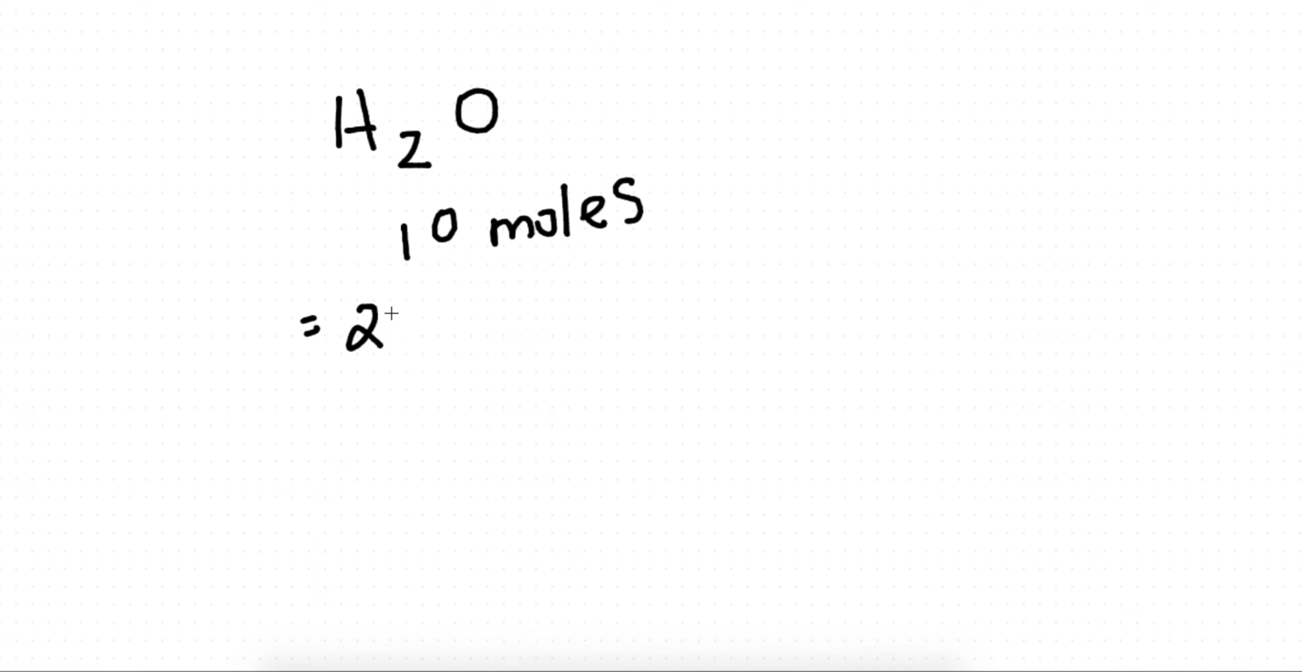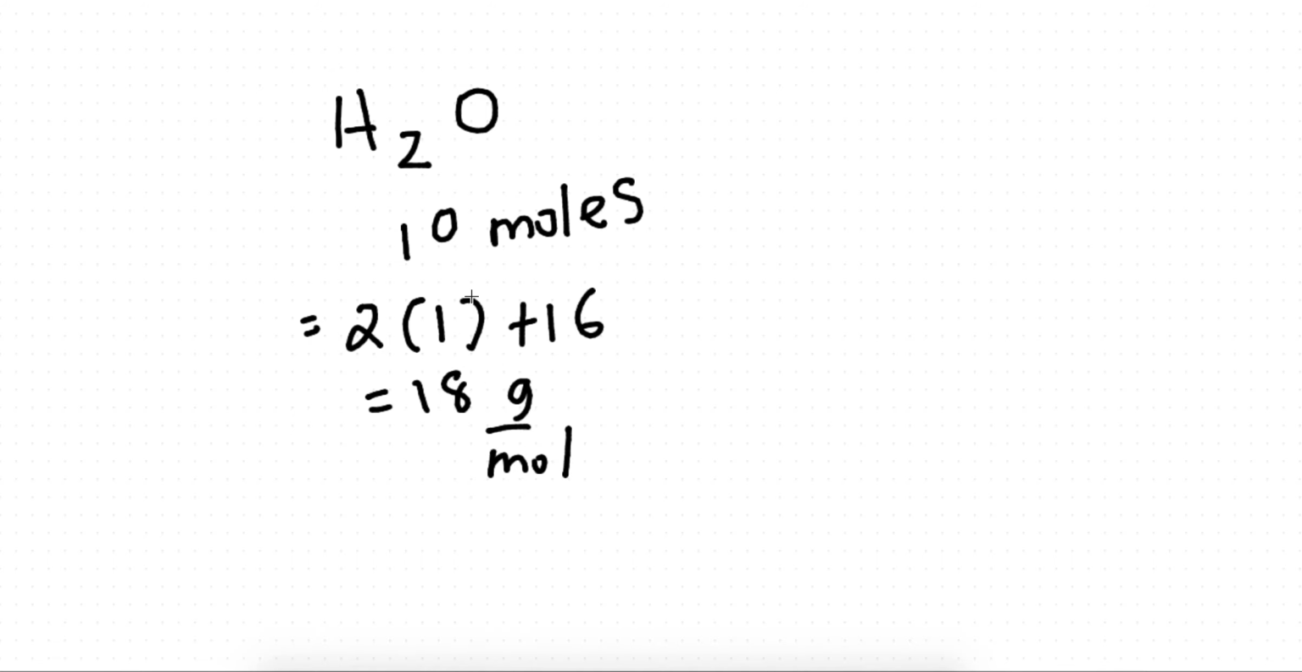Question 1. What is the mass of 10 moles of water? So, I'm given the moles, this is water, so I write the formula H2O. I'm given 10 moles and I want to find the mass. So let's see what I have. I have the moles. Can I get the molar mass? Of course I can. Molar mass is just the relative molecular mass of water. 2 times 1 plus 16 equals 18 gram per mole.